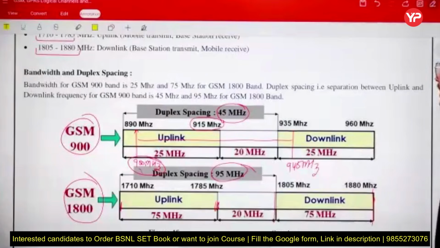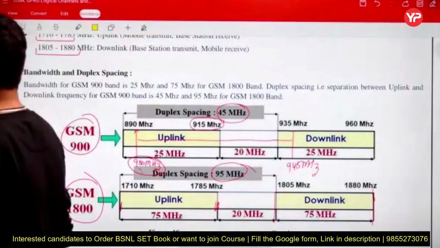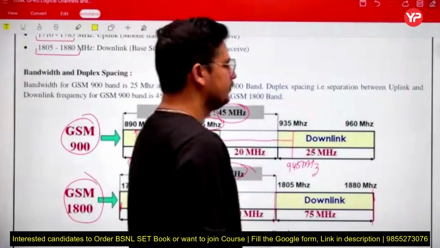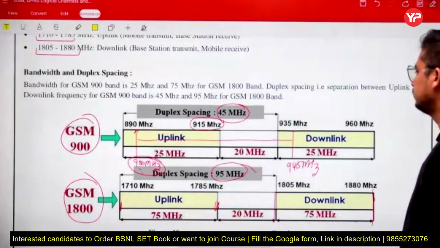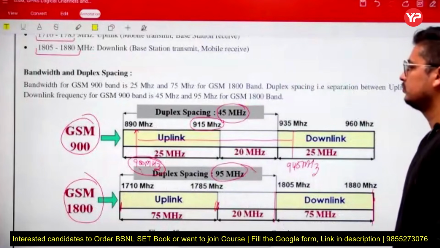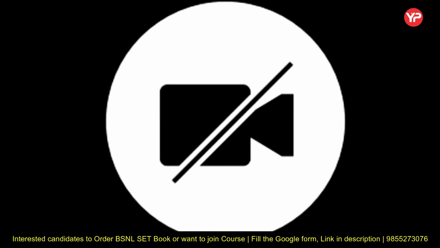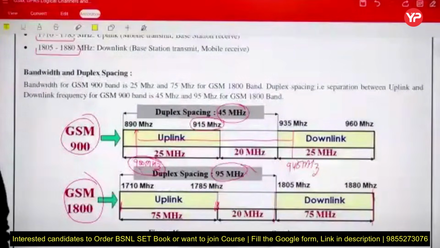Right. If someone asks you what the bandwidth of a GSM 900 band is, what should be your answer? Can anyone let me know? 25 megahertz. How did you get that 25 megahertz?